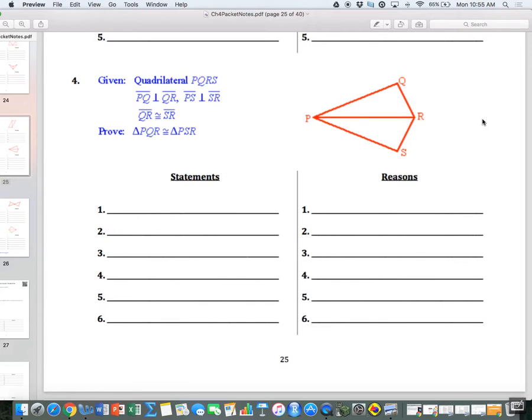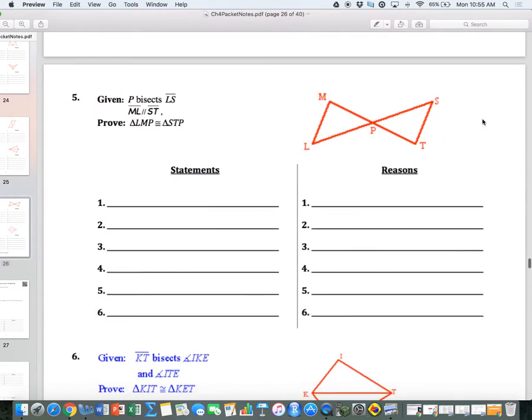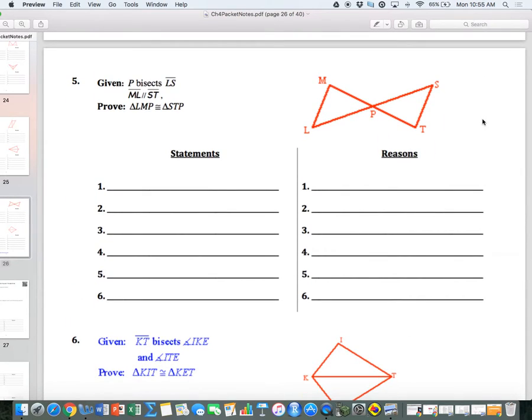Okay, right now I would like you to do problem 5 with your group. So move your desks together and start working on problem 5. Please call me over when you are done.